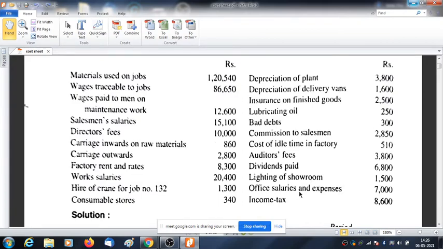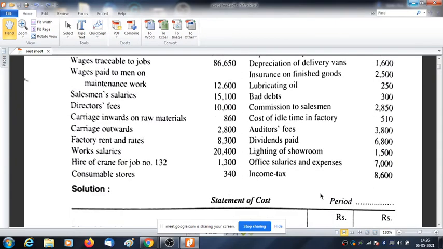Next comes office salaries and expense, under which head would it come? Office and administrative overhead. Good. Lastly comes income tax, under which head would it come? Income tax is a finance expense, it won't come in cost sheet. So far, we found income tax, then dividend paid and bad debt. You make a note that these are finance expenses and these won't come under cost sheet. Yes, sir.